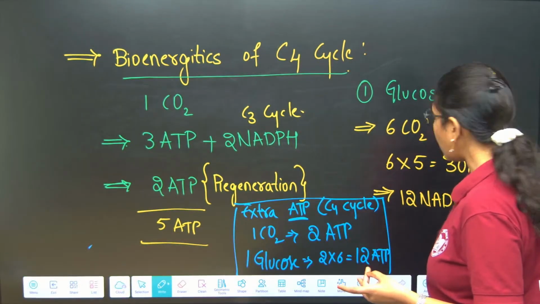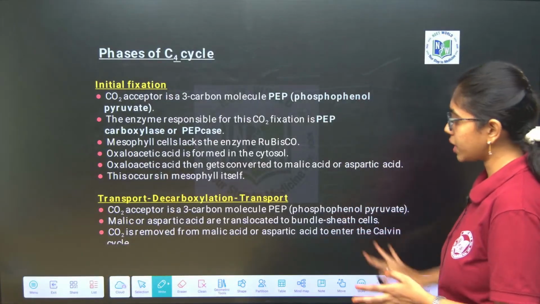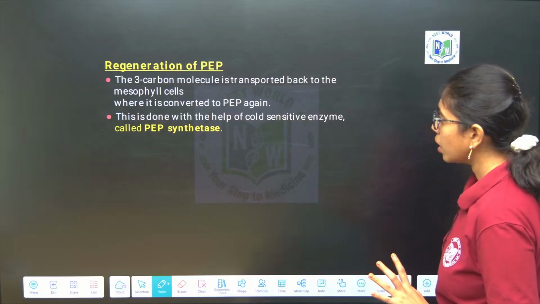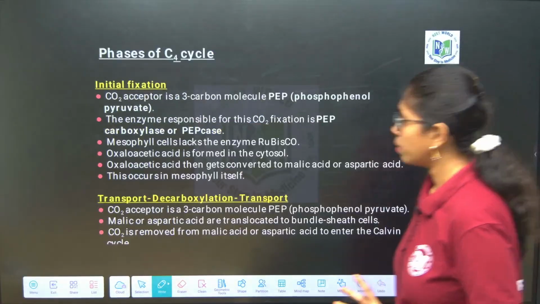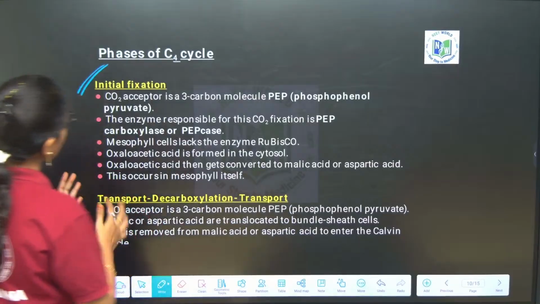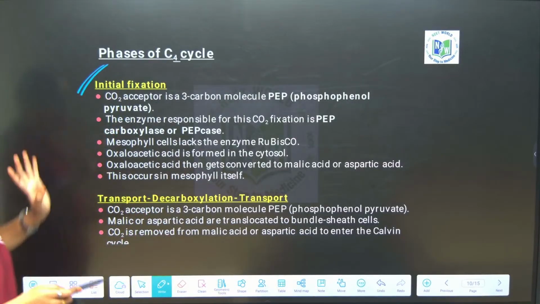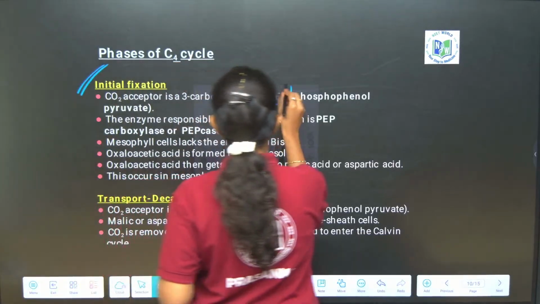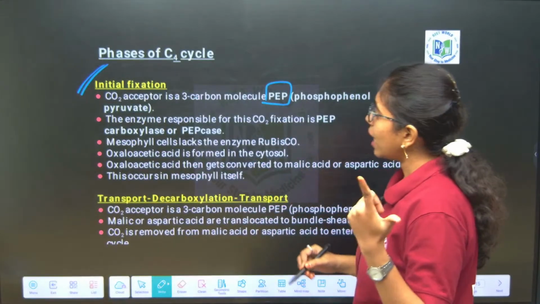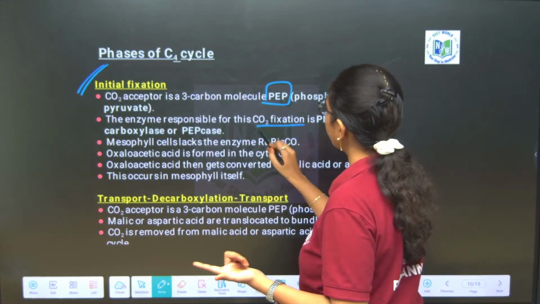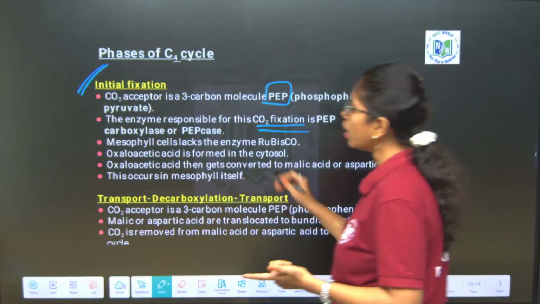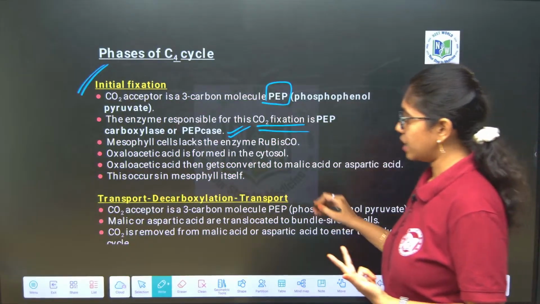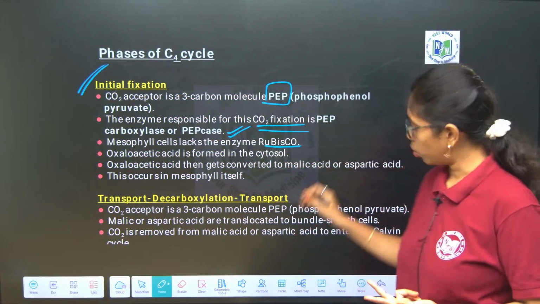Clear with it, right? Now, this is all the gist which I have explained to you, just go through it. Whichever I have explained is over here. So, let me read it out to you once, it will be clear for you. So, phases of the C4 cycle. First is what? Initial, that is carbon fixation. Carbon dioxide acceptor is what? 3-carbon compound, that is phosphoenol pyruvate. Second, the enzyme responsible for this carbon dioxide fixation is what? PEPcase or phosphoenol pyruvate carboxylase. Third question, mesophyll cells lack the enzyme rubisco, true.